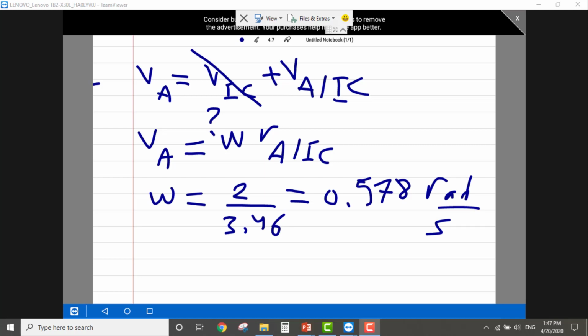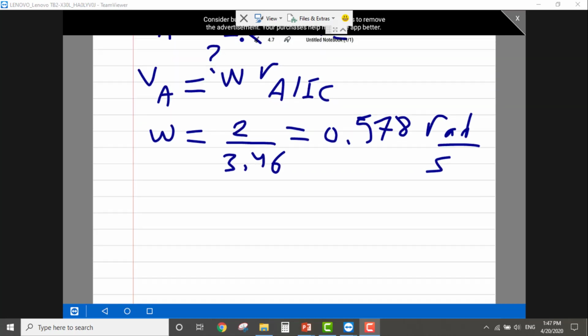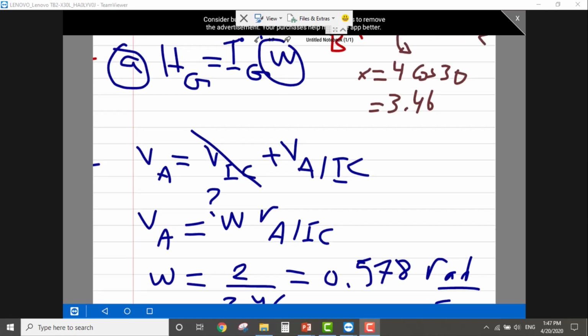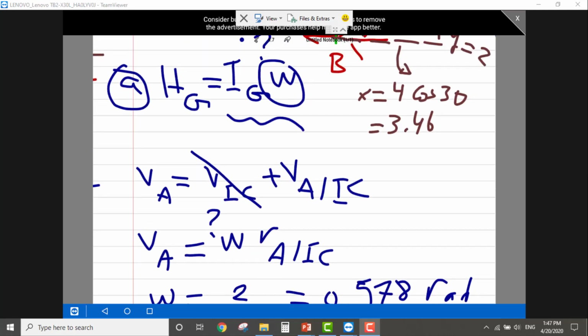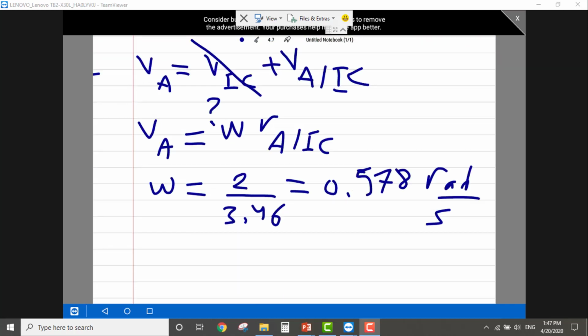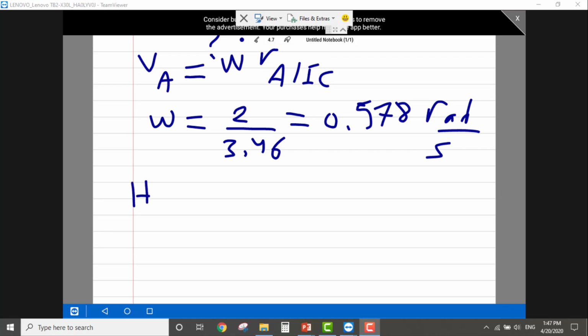If I know omega, then I can go directly and solve the first requirement. So Hg is equal to the cylinder rod. If you go to uniform shapes, you will find that the mass moment of inertia passing through a centroid is equal to 1 over 12 mass multiplied by L squared, multiplied by omega.